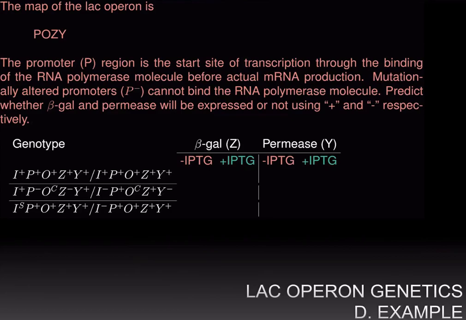The main addition in this problem from what we have seen before is the fact that you can have mutant promoters, denoted P minus, which have lost the ability to allow polymerase to bind. And of course, if polymerase doesn't bind, then there is no transcription, leading to no expression of whatever allele happens to be linked to the mutant promoter.